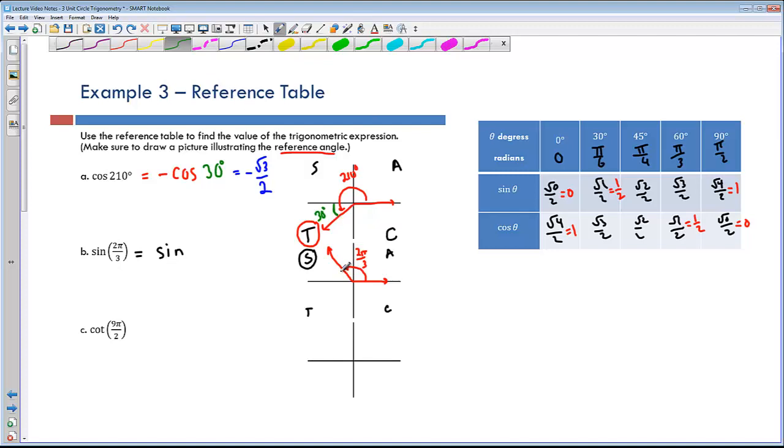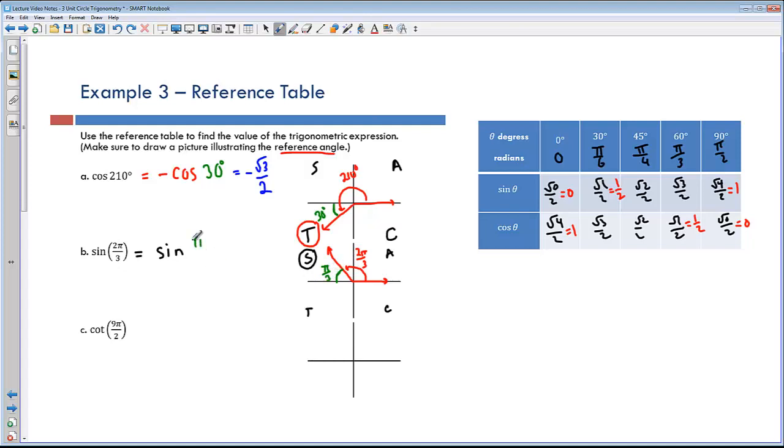The reference angle is the smallest angle it makes with the x-axis, so this angle right here. This was 2 pi over 3. To get to pi, you have to go an extra pi over 3. So 2 pi over 3 plus pi over 3 is pi, so the reference angle is just pi over 3. And so sine of pi over 3, you come over here, here's pi over 3, and sine is root 3 over 2. So it's going to be equal to root 3 over 2. So we just developed the piece of the unit circle we needed, then we could refer back to the reference table to get our answer.